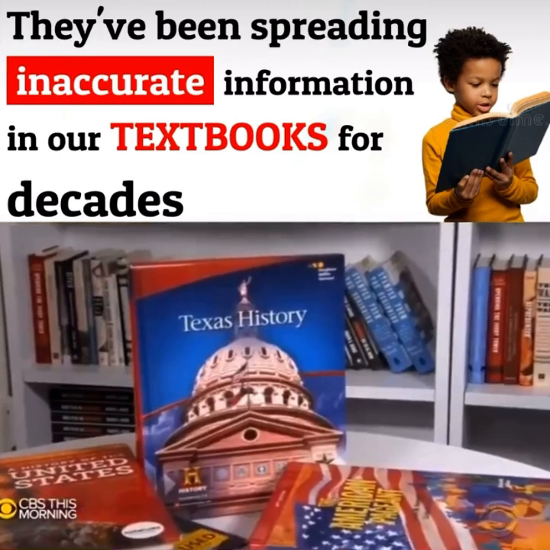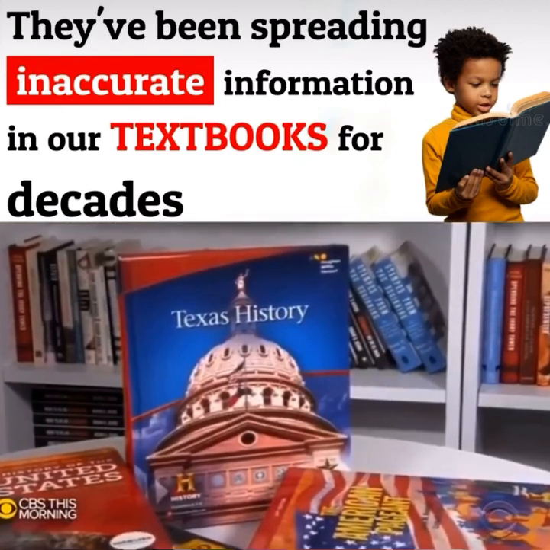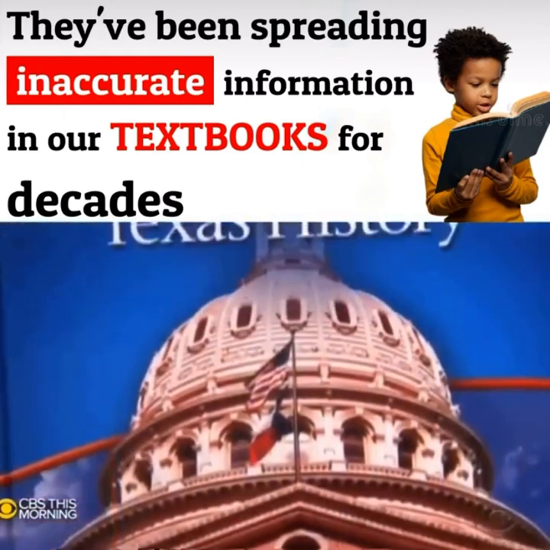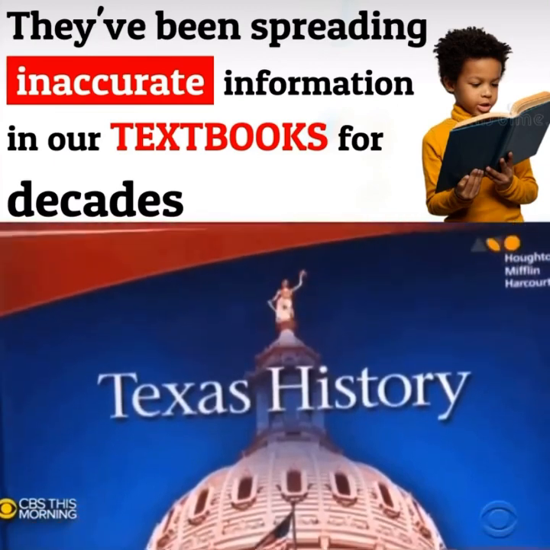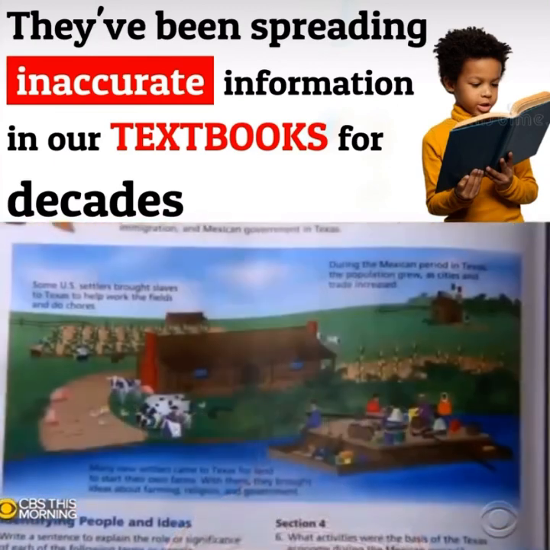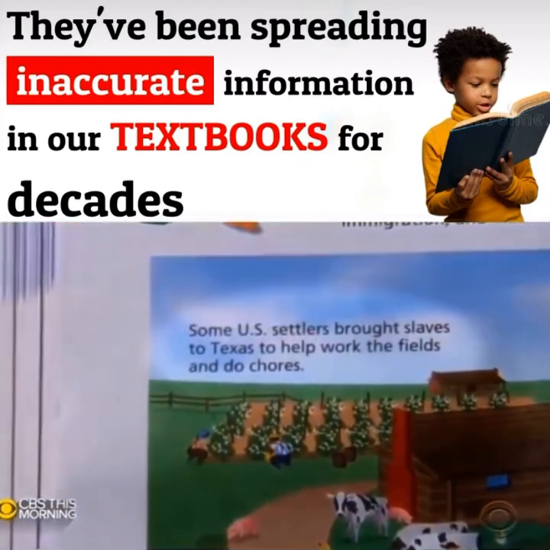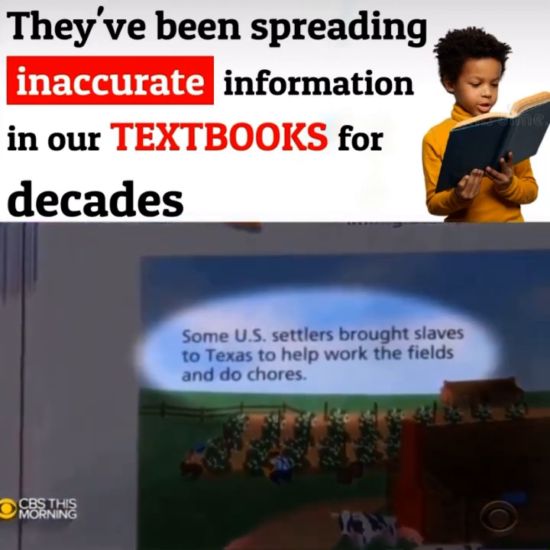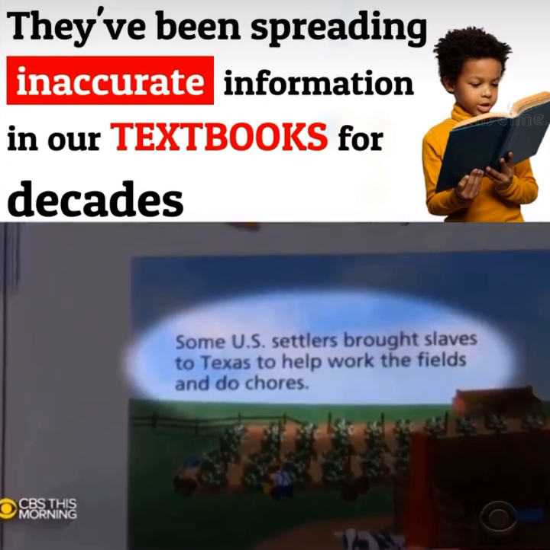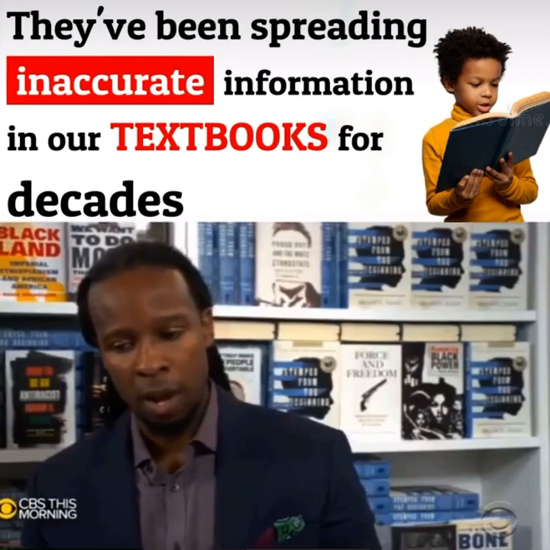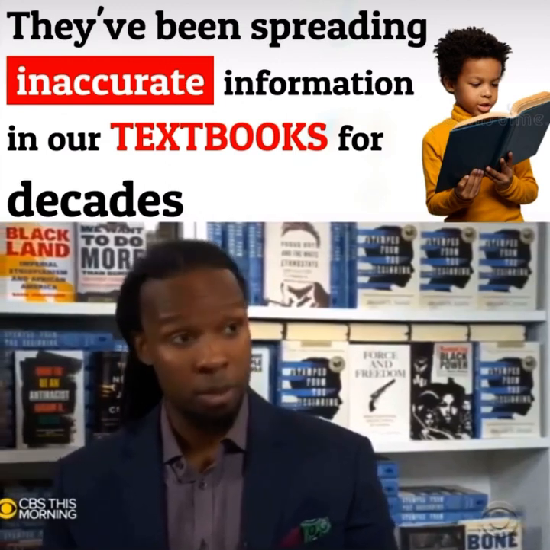Kendi also took a look at this textbook, Texas History, which is adopted by the state to teach middle school social studies. It covers topics including slavery and the Civil War. This is a picture, and the caption says, "Some U.S. settlers brought slaves to Texas to help work the fields and do chores." And, I don't think we should describe slave labor as chores.